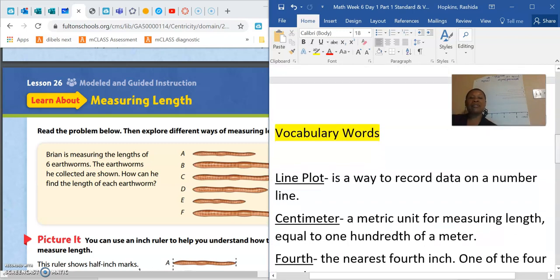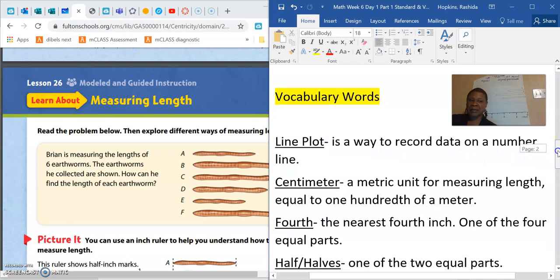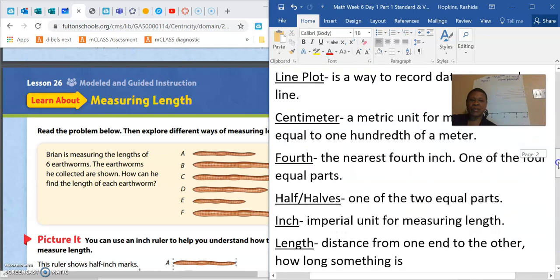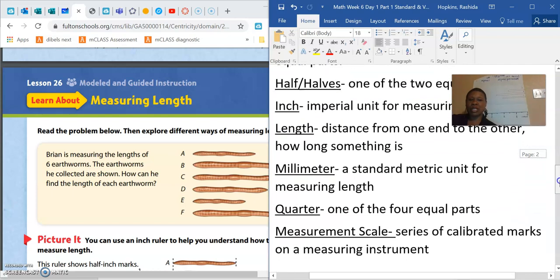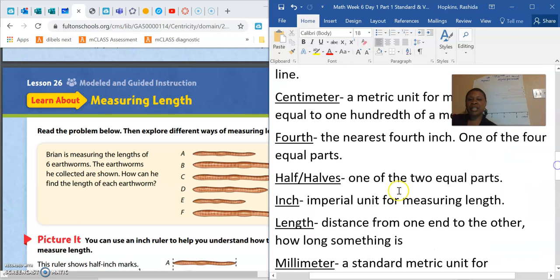You also had vocabulary words in your first lesson, and you're more than welcome to come back to these and jot them down or study them as much as needed in order to understand this lesson more clearly. Okay? So there they are. They are here for you.